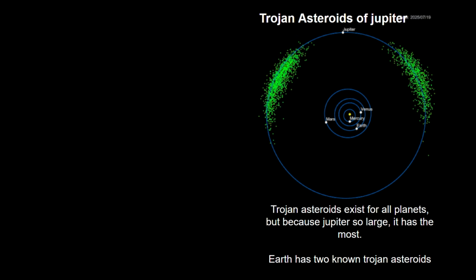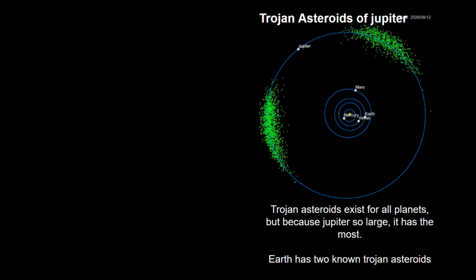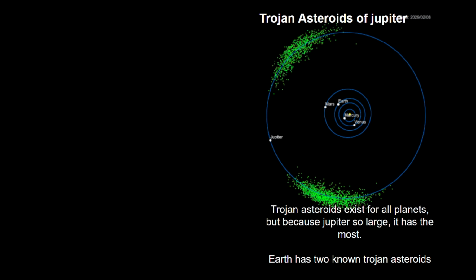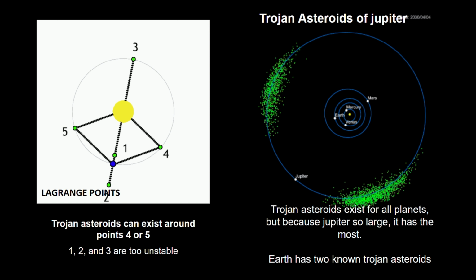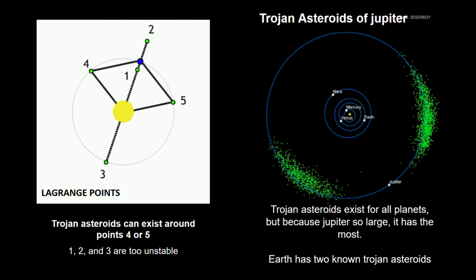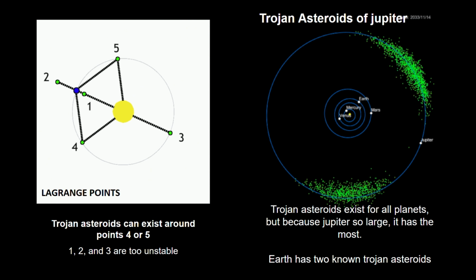Trojan asteroids are asteroids which are caught in locations in space called Lagrange points. Lagrange points are formed between two bodies of different sizes, such as the Earth and the Sun, where a satellite can sit in one of these places and have its position stay constant relative to the other two objects.